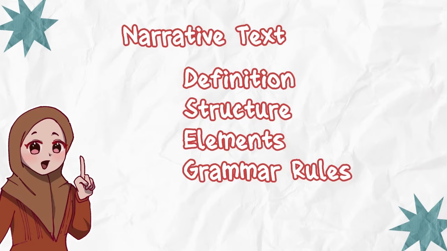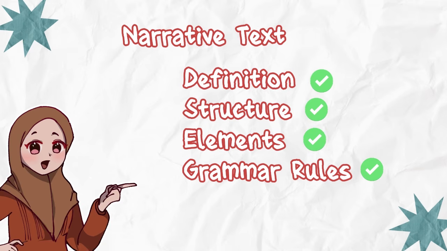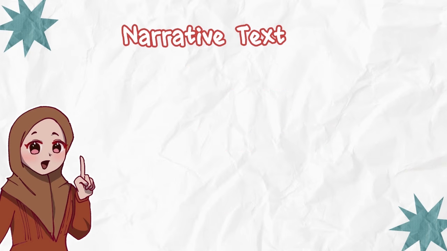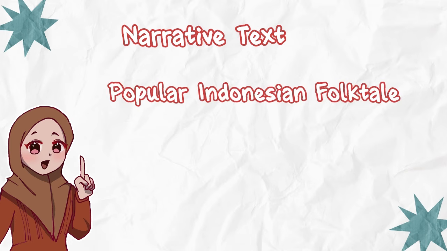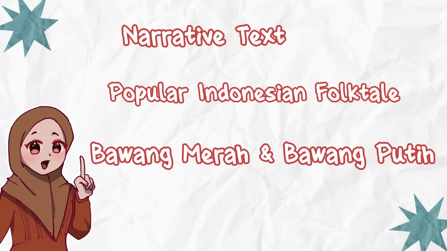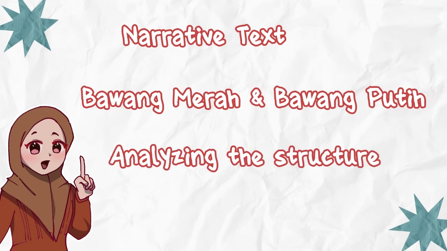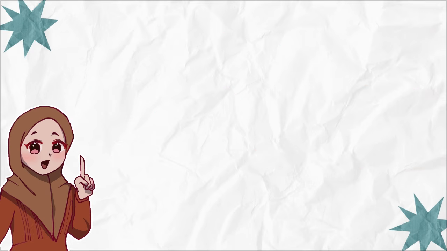Alright, so now you know what narrative text is, its structure, its elements, and all the grammar rules. Pretty cool, right? But let me show you how it actually works in a real story. For this, I'm going to use one of the most popular Indonesian folk tales as an example. Bawang Merah and Bawang Putih. And we're going to analyze together where exactly each part of the structure appears. So, pay attention.